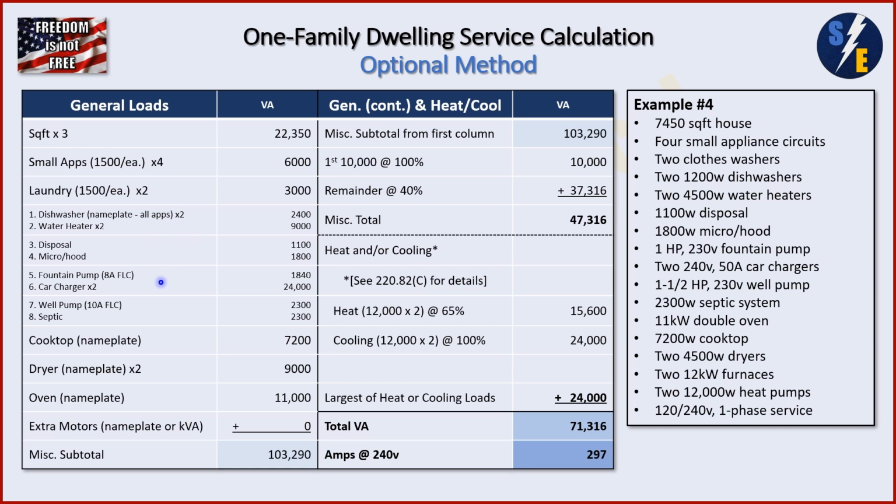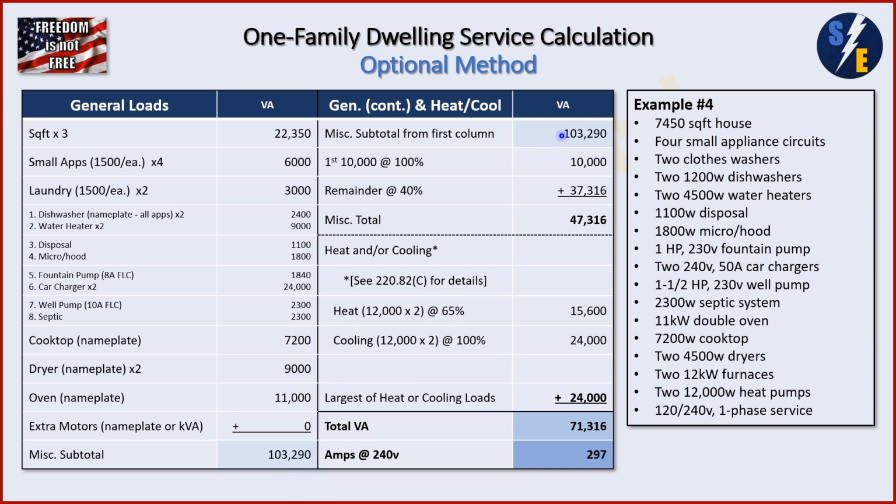Again, we're going to have to go to 430.248 to find our full load current. We have 2 car chargers. We have a well pump, so back to 430.248 again. We have a septic. Then we have a cooktop and a dryer and an oven. We're going to take all these at nameplate, and then along with these numbers up here, we're going to add them together and we get 103,290 for our subtotal.